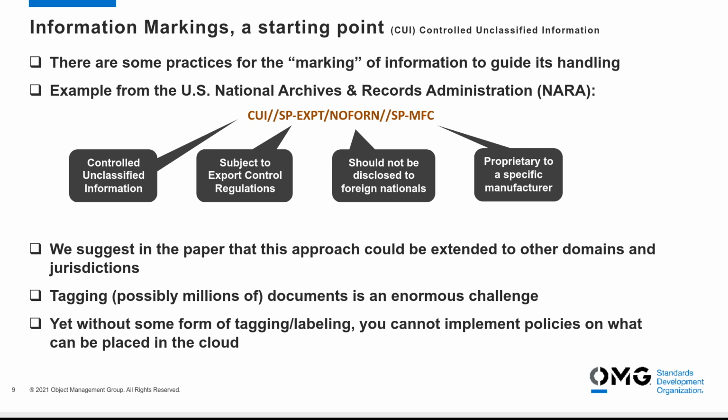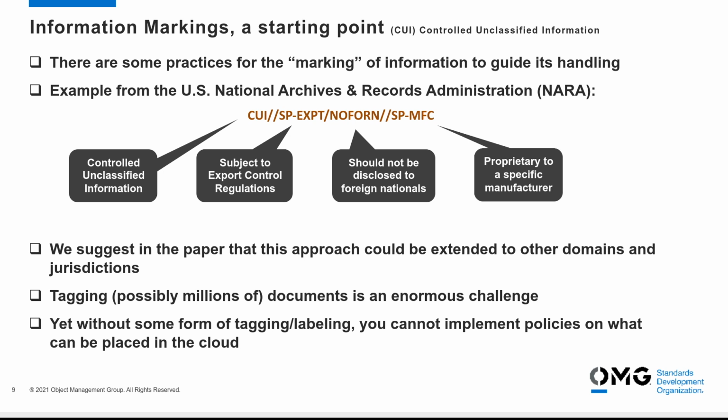Information markings are a starting point. And remember, I talked a little bit about how we recommended in the paper to use the approach that's come from the U.S. government and is required for handling CUI. Under CUI, you have a reference to the domain. You have what's called a special control of that particular CUI. In this case, it's subject to export controls. Then you've got what's called a disclosure statement. In this particular case, it says no foreign nationals. And then you've got why it's proprietary or to a specific manufacturer. In this case, that would be this reference.